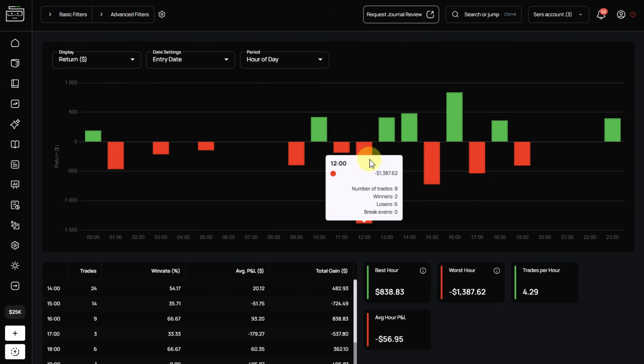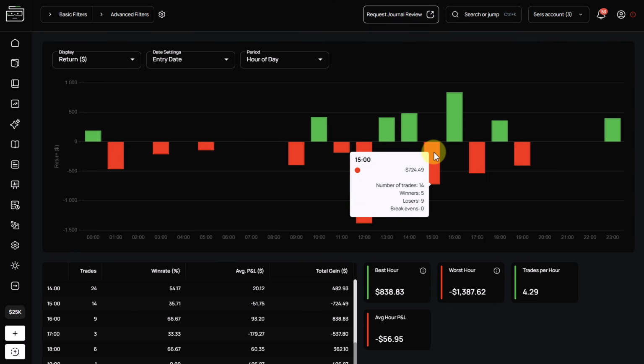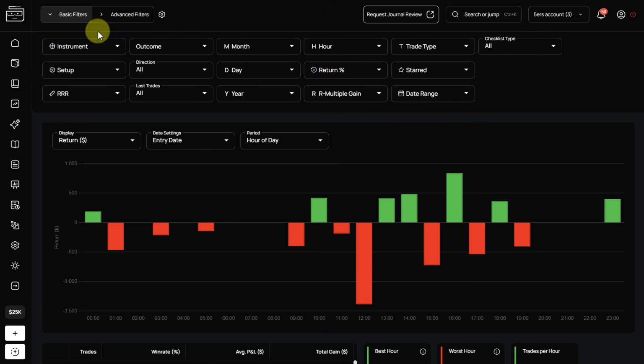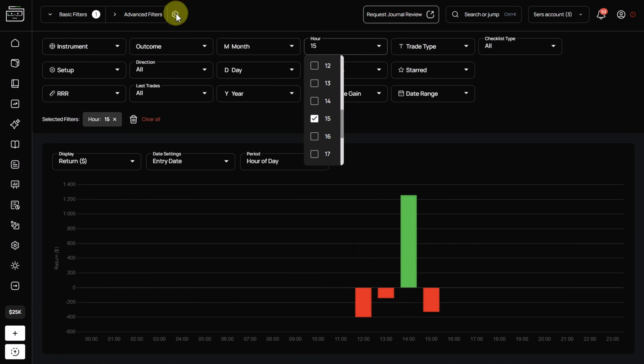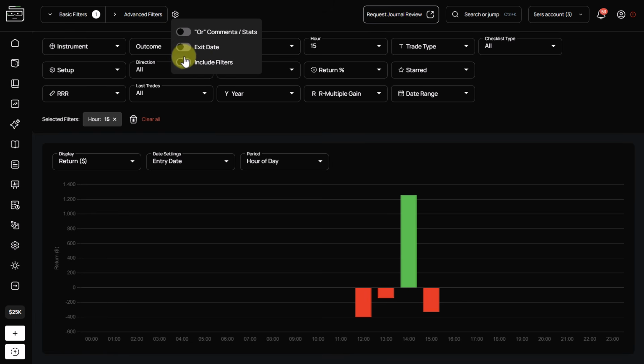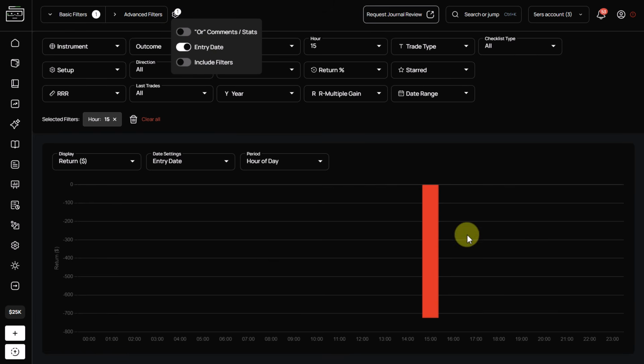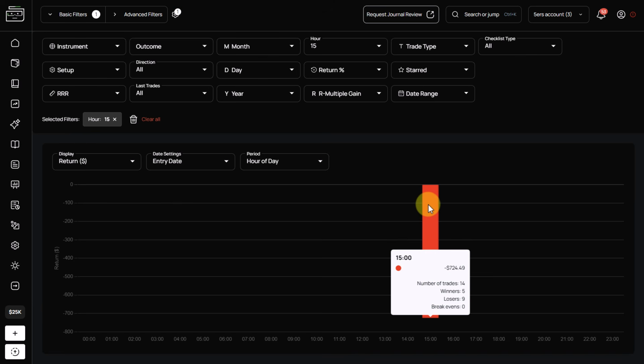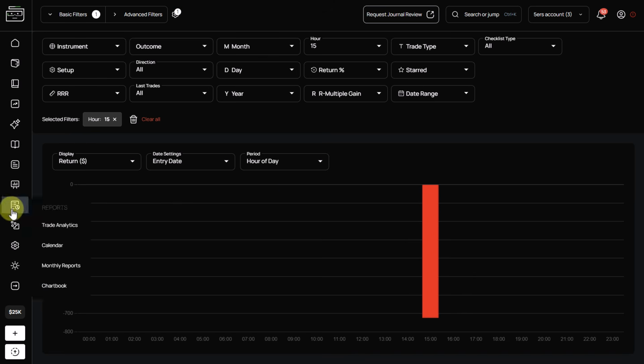What's going on here? We could take a look at the 12 and the 3 p.m. trades. So you can do that in Edgewonk very easily. We open the filter and then we just want to look at the hour. We want to look at the 3 p.m. trades, and we only want to look at the ones entered at 3 p.m., right? So we only have those 14 trades here that were entered at 3 p.m.